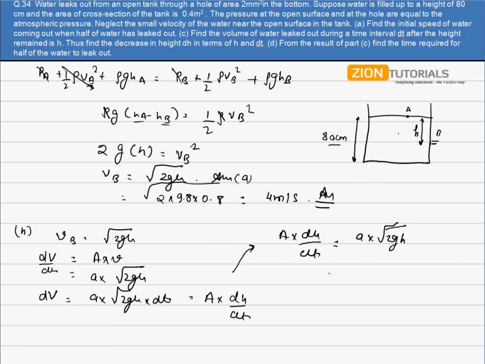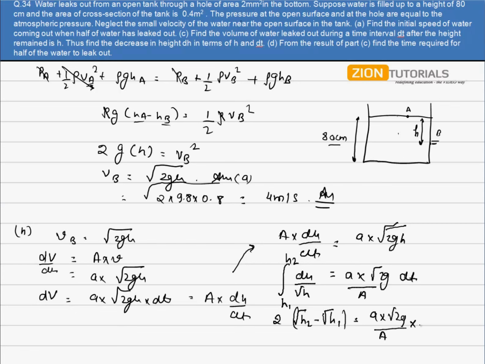Okay, so just integrate it. I have a times the square root of 2g dt divided by capital A is equal to dh divided by the square root of h, and the value of h varies from, let's say, h1 to h2. So I do have the integration as 2 times (the square root of h2 minus the square root of h1) is equal to a times the square root of 2g divided by capital A into t. So this is my answer.